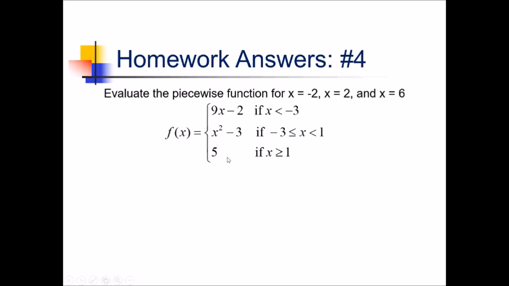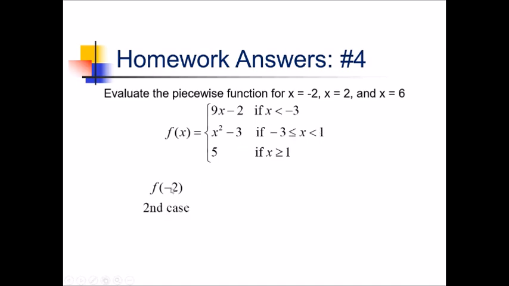Looking at the different cases here, we have this linear case if you have an x value that's less than -3. We have this quadratic here for x values between -3 and 1. And then for bigger than or equal to 1, we have just the constant rule 5. So let's look at each of these one at a time. For f of -2, looking at our 3 rules, -2 is between -3 and 1. So that's going to be our second case that we have to use here.